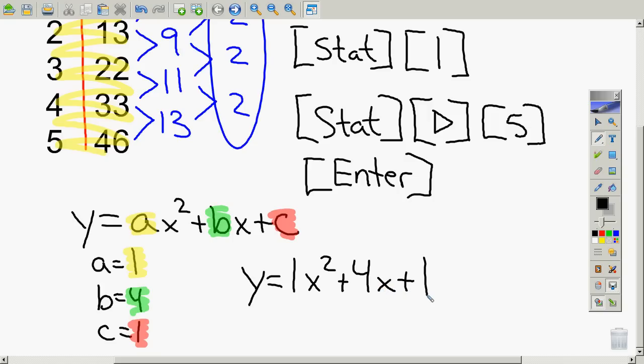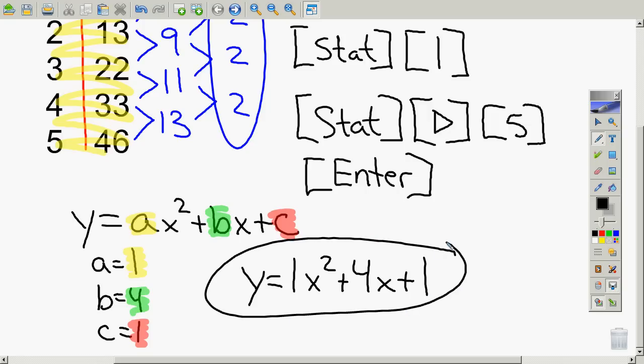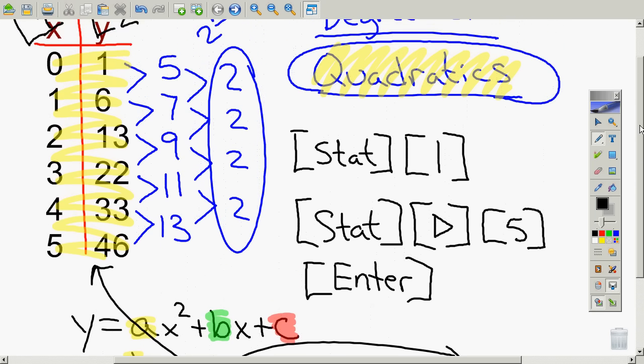And so not only did we know the degree, but then we used regression to actually get the function that goes with this table. Okay, so we modeled that table with a function. And you can check that yourself by typing that in to y equals and seeing if you do get that table. Okay? So we used quadratic because it was the second degree is when they all ended up being the same.